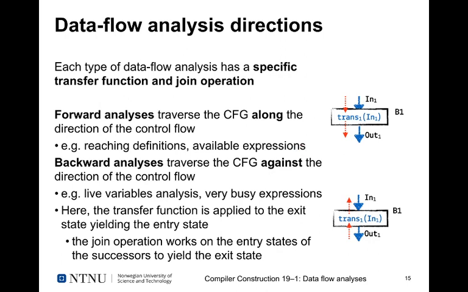And we can do it the other way around. We can do backward analysis, so we can look from the output to the input and see what happens there. We traverse the control flow graph against the direction of control flow. This is used, for example, in live variables analysis or something we call very busy expressions analysis. Here we apply the transfer function to the exit state and yield the entry state of this block. The join operation now works on the entry states of the successors to yield the exit state. So it's just doing it the other way around, and depending on which analysis we're going to perform, we need one way or the other.